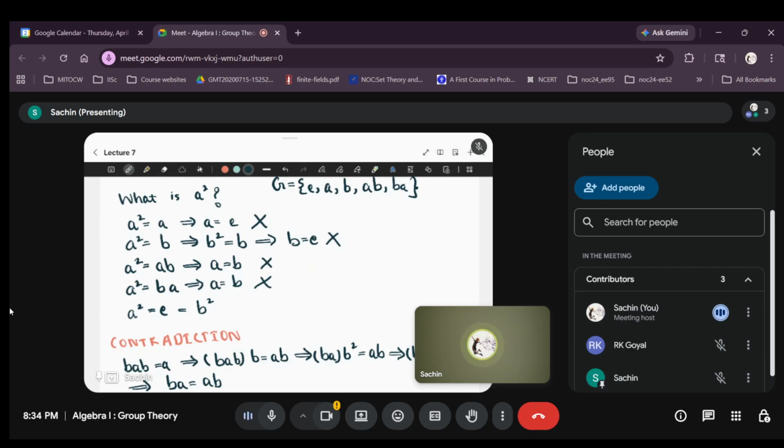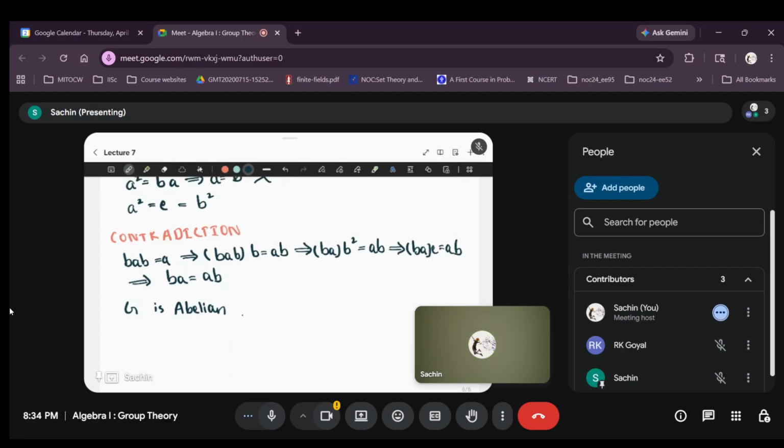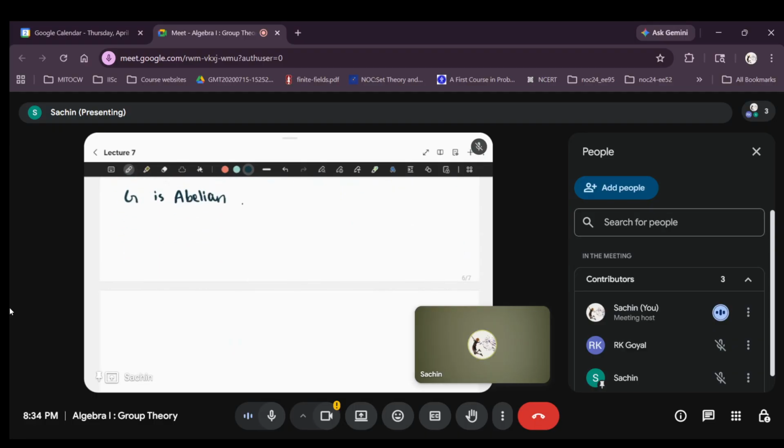So for each n greater than or equal to 5, I gave you an example of an abelian group, which is Zn with mod n addition, and a non-abelian group, which is Sn. But only up to 5, we can say that the group has to be abelian.